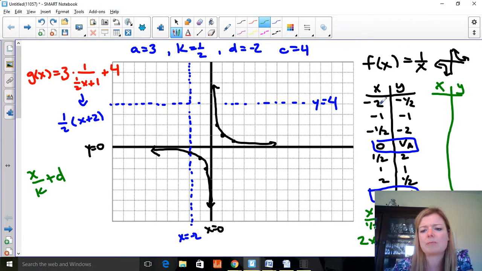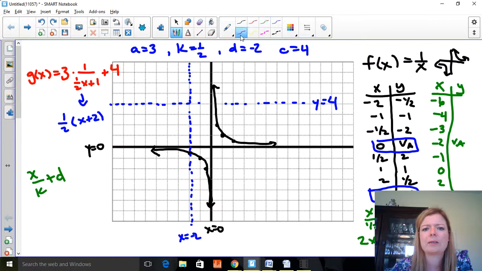So all these x values are being multiplied by 2 and then subtracted 2. So -4 times 2 minus 2 is -6. -2 times 2 is -4, minus 2 is -6... and -1 times 2 is -2, minus 2 is -4. A half times 2 is 1; 1 minus 2 is -1. 1 times 2 is 2; 2 minus 2 is 0. 2 times 2 is 4; 4 minus 2 is 2. And then I'll deal with my horizontal asymptote when I get to my y's.